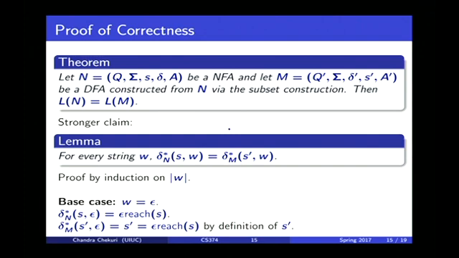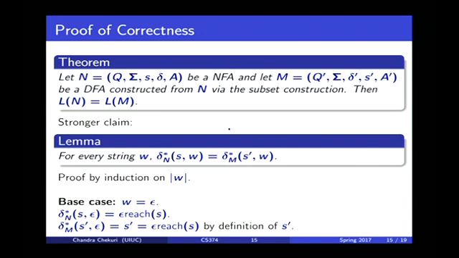What is this? This is the transition function on the strings of our NFA, right? So this is a set of states, remember? Because it's an NFA, I can be in many possible states, right? This is a set of states, right? Okay, but what is this?